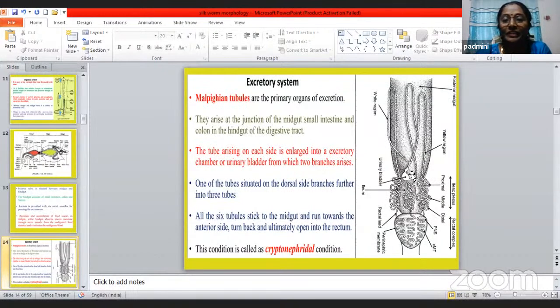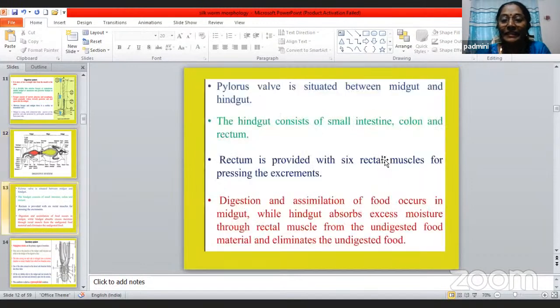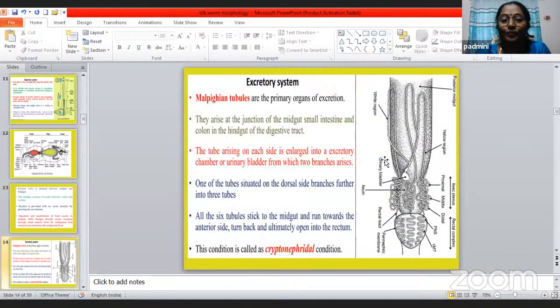If you remember the digestive system over here, this is the small intestine, where they arise. So you see that Malpighian tubule that is present over here. This side and that side, they have those two Malpighian tubules at the intestinal region. So they arise at the junction of the midgut, small intestine, and colon in the hindgut. This is the colon in the hindgut region and the midgut region over here. So they arise at this point somewhere over here.